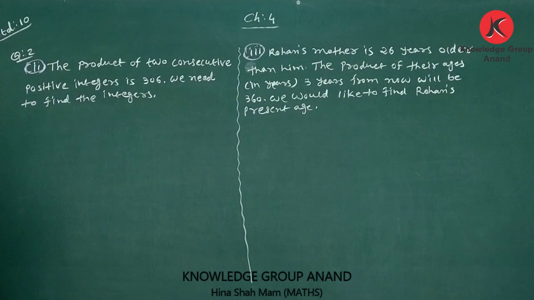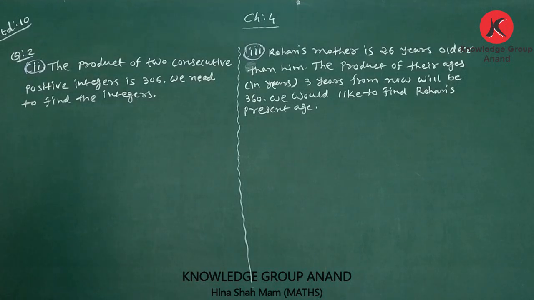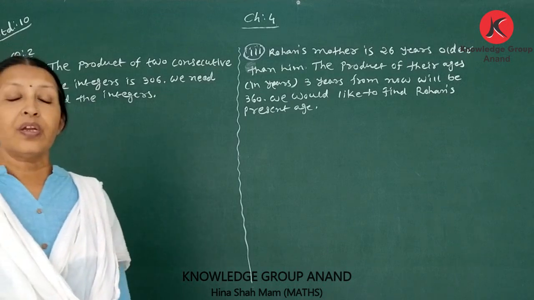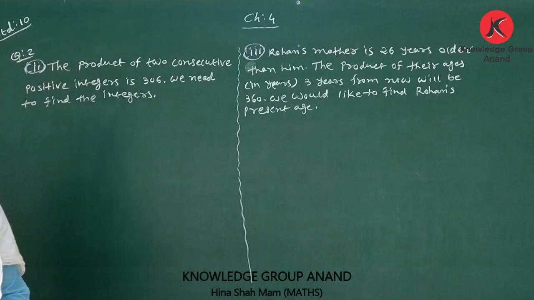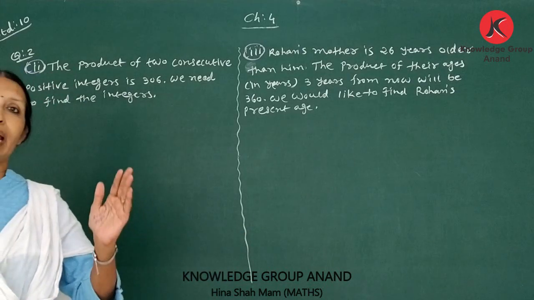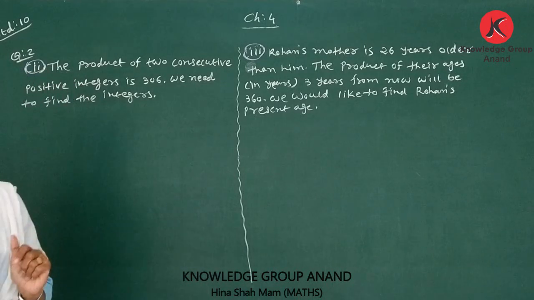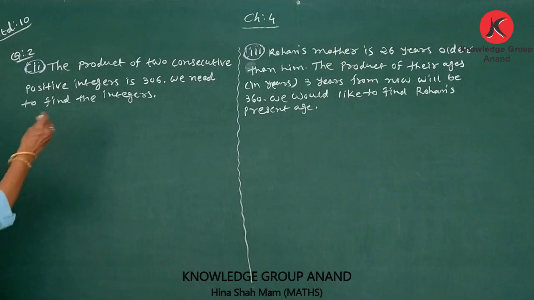Now, question number 2. The product of two consecutive positive integers is 306. We need to find the integers. Which numbers are called consecutive? Numbers like 23, 24 or 30, 31. A number and its successive number are called consecutive numbers. Here we are given the product.